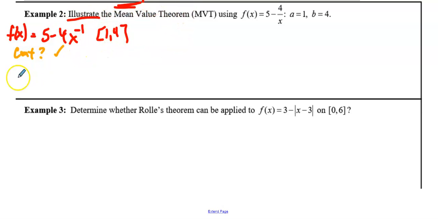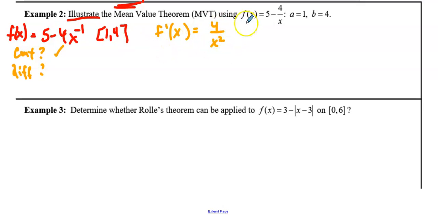Well, the next thing we have to know is, is the function differentiable on the open interval? We already know it's going to say yes to that, but is it differentiable on the interval from 1 to 4? We'll have to take the derivative anyway, so we're just getting a head start here. With the mean value theorem, you will always take a derivative because we want to find the instantaneous rate of change. The derivative of 5 is 0, and the derivative of negative 4x to the negative 1 is going to be 4 over x squared. I just used the power rule: move the negative 1 down, multiply by negative 4, to the 1 less power, and rewrite it like this.